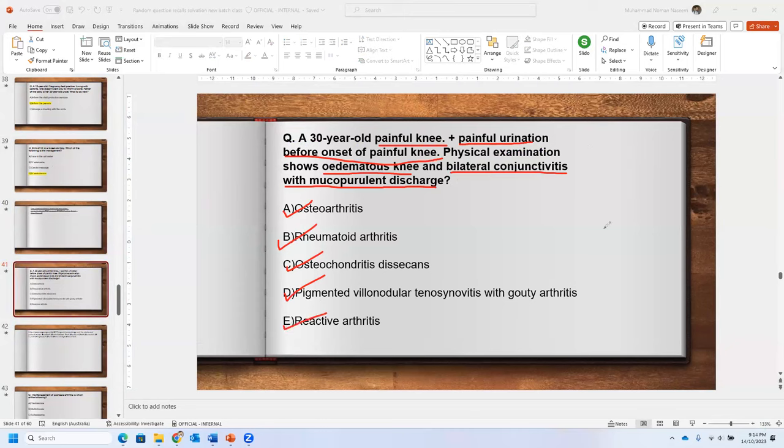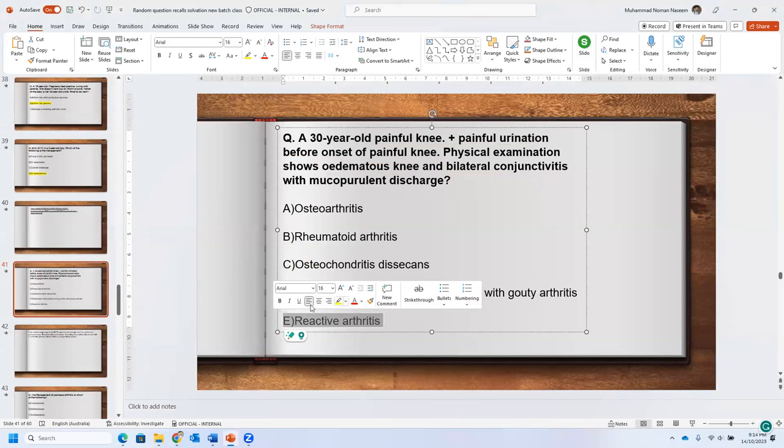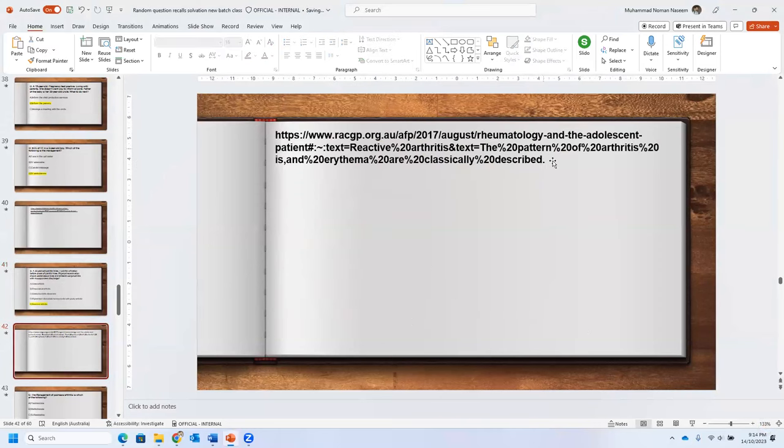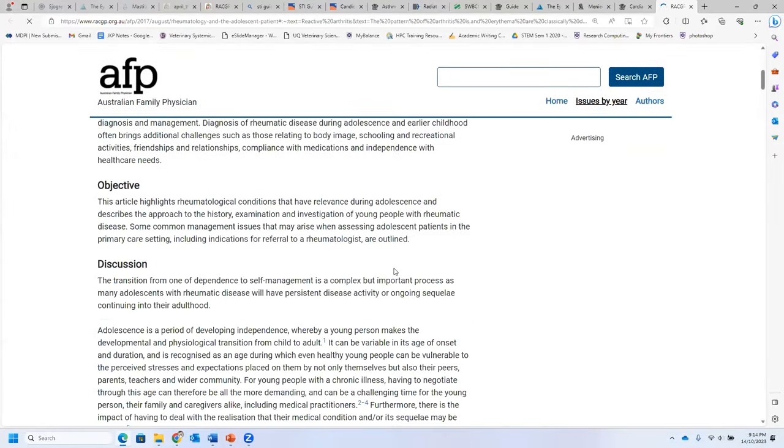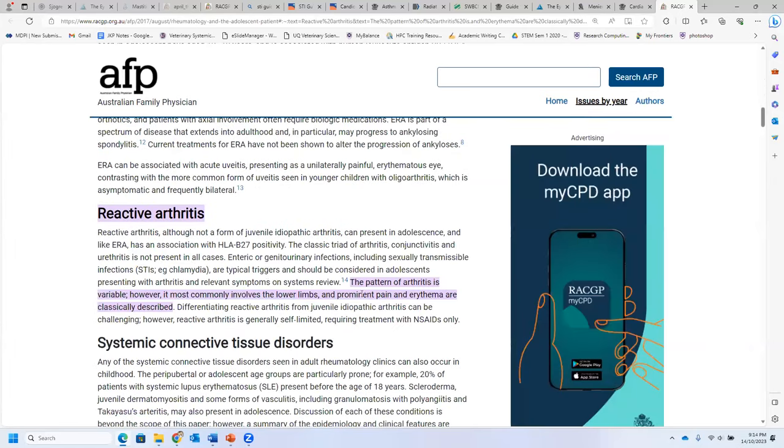Very good. So whenever a patient is coming with dysuria followed by joint involvement, and there's eye involvement, always think about reactive arthritis caused by a sexually transmitted infection, especially chlamydia. Chlamydia most commonly causes reactive arthritis. So if you look over here, the pattern of reactive arthritis commonly involves the lower limb, and prominent pain and erythema are classically described. It's caused by a sexually transmitted infection like chlamydia.